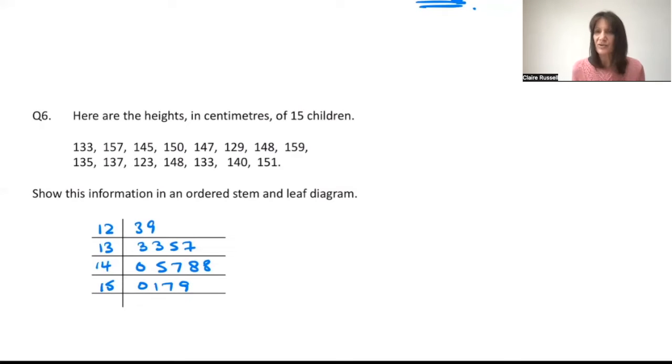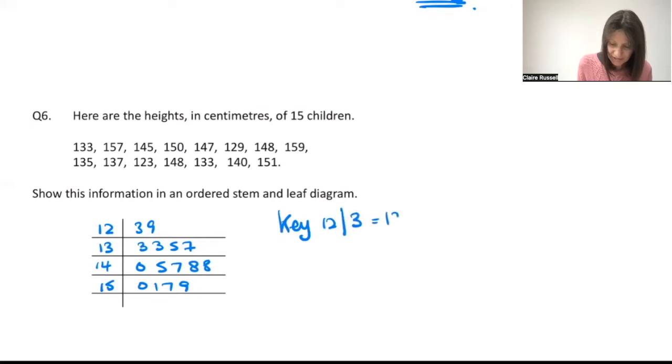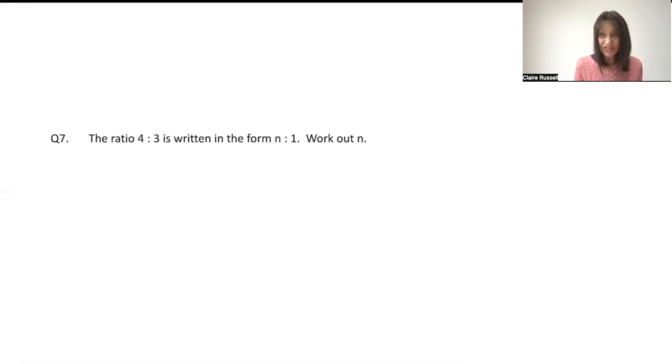The other thing that you will lose a mark for is forgetting the key. So hopefully you've all remembered to do the key. So the key, 123. All right. So well done if you got that right. Next question. You are writing the ratio 4:3 into the form n:1. This is definitely calculator, so feel free to use your calculator for this question.